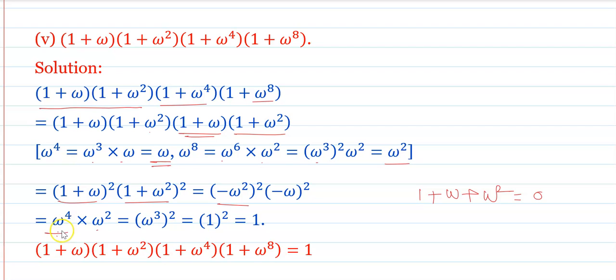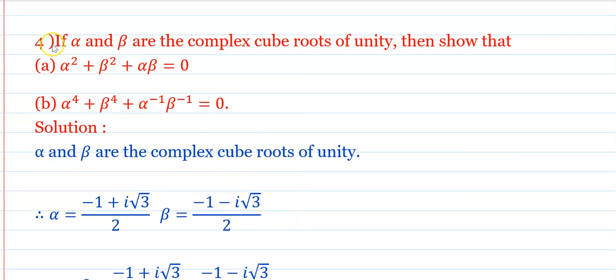Omega raised to 6. Omega raised to 6 can be written as omega cube bracket square. Omega cube is 1. 1 square, and overall you will get the value as 1. And hence the value of this given expression is 1. Okay. Easy question. Question number 4.